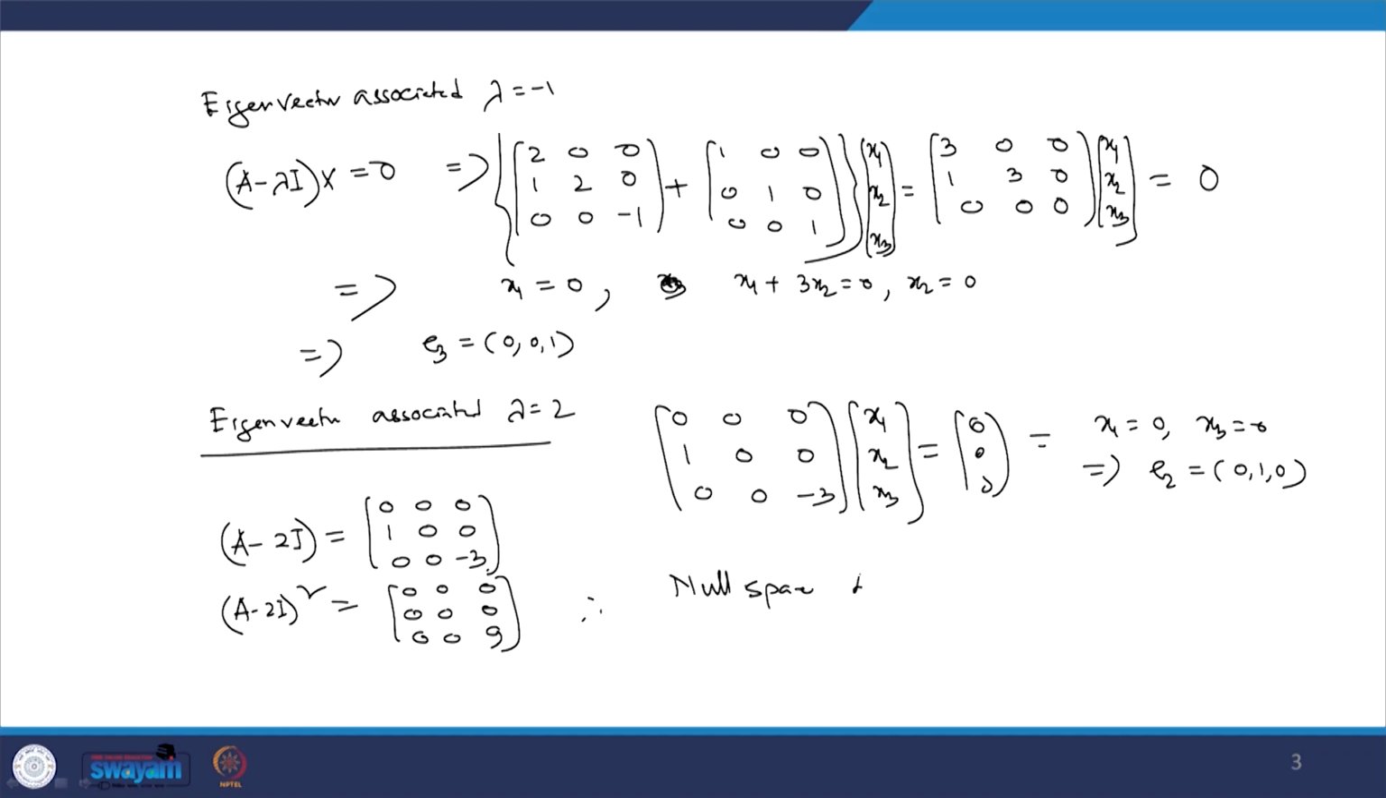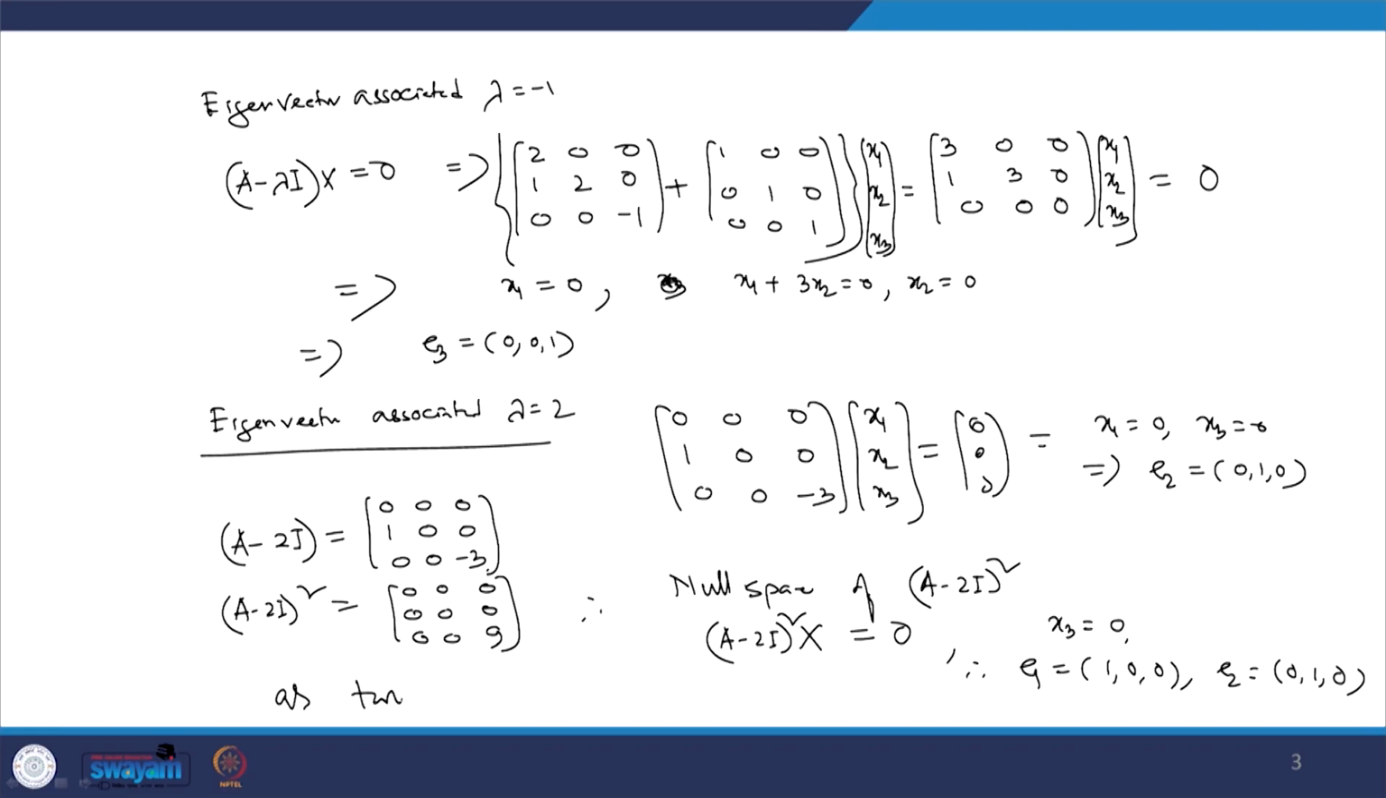The null space of (A minus 2I) whole square will be what? That will basically be (A minus 2I) whole square operating on x equal to 0, that we have to solve. This means that I will have x3 equal to 0. So, I will have e1 equal to (1, 0, 0) and e2 equal to (0, 1, 0) as two linearly independent solutions of (A minus 2I) whole square operating on x equal to 0. So, the dimension of the null space of (A minus 2I) whole square is 2. I will have two linearly independent vectors.